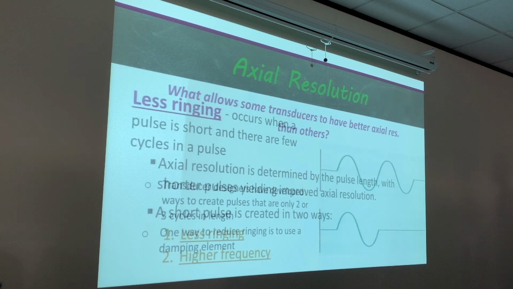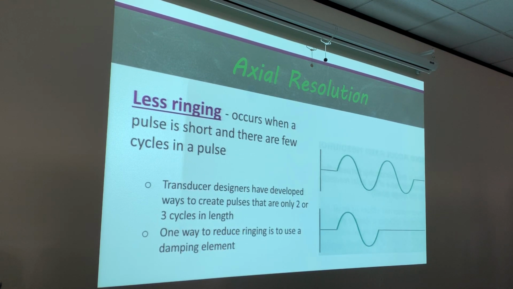All right. Less ringing occurs when a pulse is short and there are few cycles in the pulse. Remember, more than one cycle makes our pulses. The cycle is just a compression and a rarefaction, one up, one down. Just like this one right here. How many cycles is this? 2 cycles compared to 1, right? The one on the bottom is going to give us better axial resolution, because it's a shorter pulse. Even though we know in ultrasound we use 2 to 4 cycles to make a pulse in diagnostic ultrasound. This is just for illustration purposes.